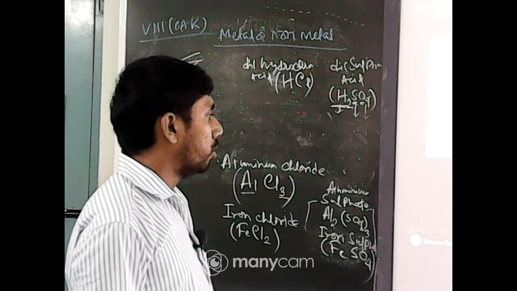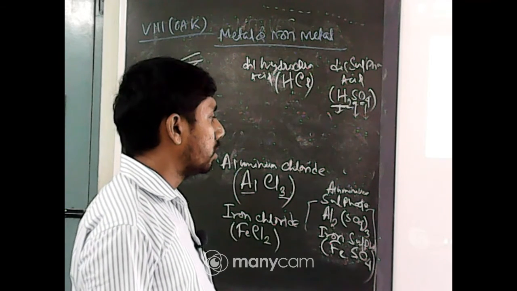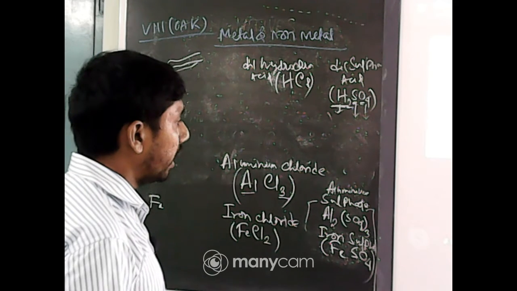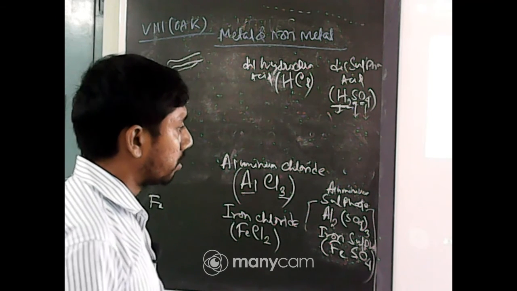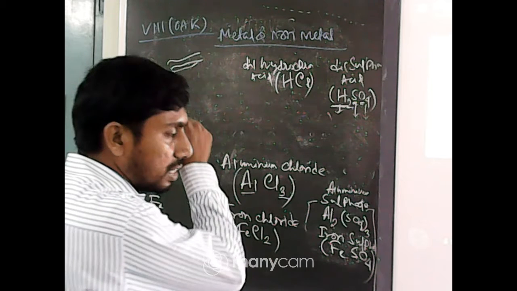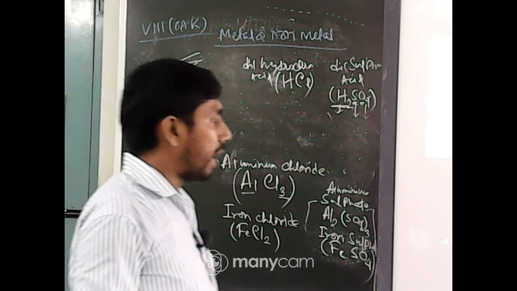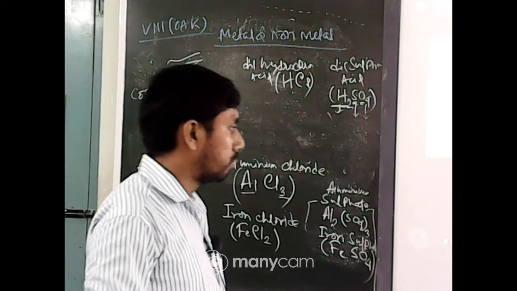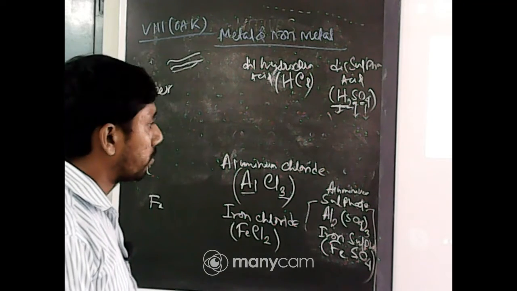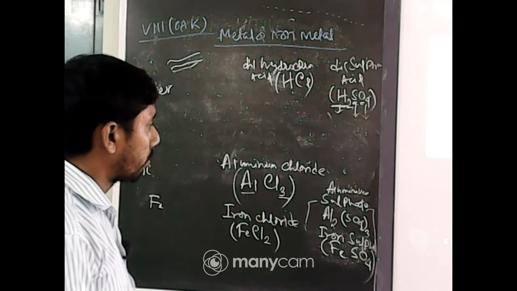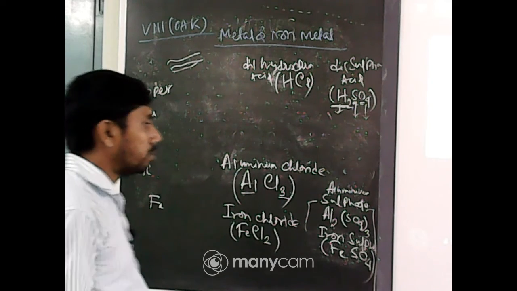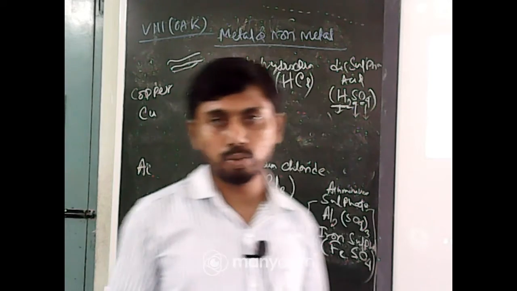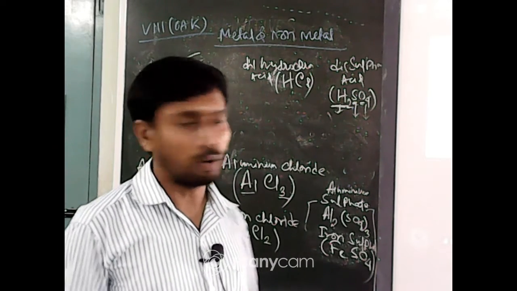Can we write iron chloride as ferric chloride? No, here it is not ferric, here it is ferrous chloride. Okay, so your answer will be fine if you write iron chloride, the valency is negligible for your term. So iron chloride, maybe it is iron 2 chloride or iron 3 chloride.